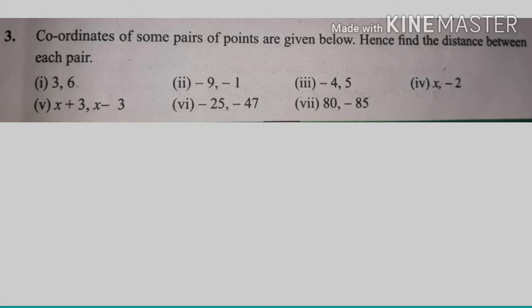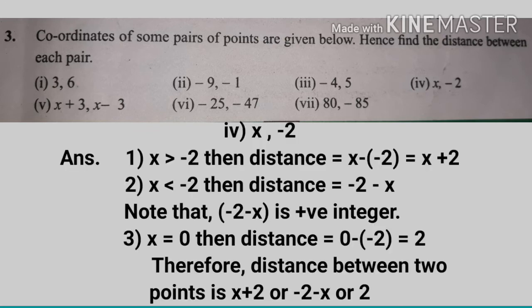Then question number 3. Coordinates of some pairs of points are given below. Hence find the distance between each pair. Here I solve only two examples which are different. Number 4. x and -2. There are three cases. Case 1: x is greater than -2. Then distance is x minus (-2), equal to x plus 2. Second case, x is less than -2. Then distance equals -2 minus x. Note that this -2 minus x is a positive integer.